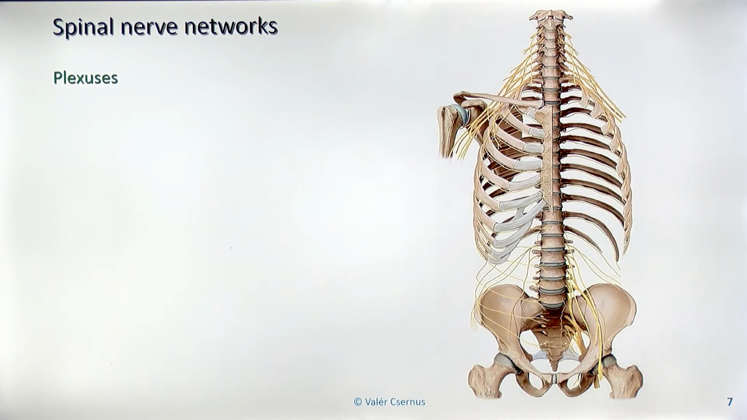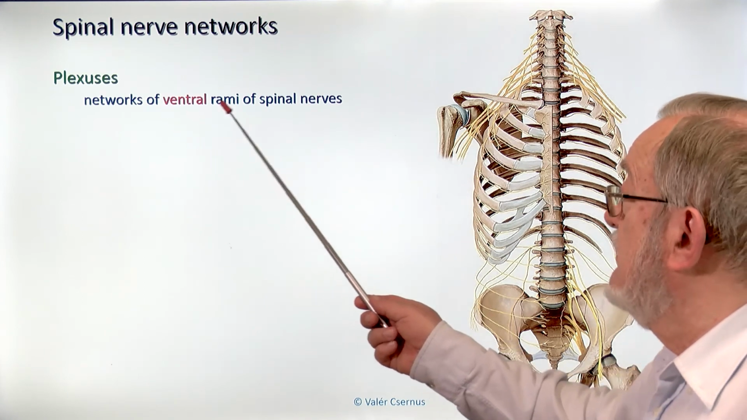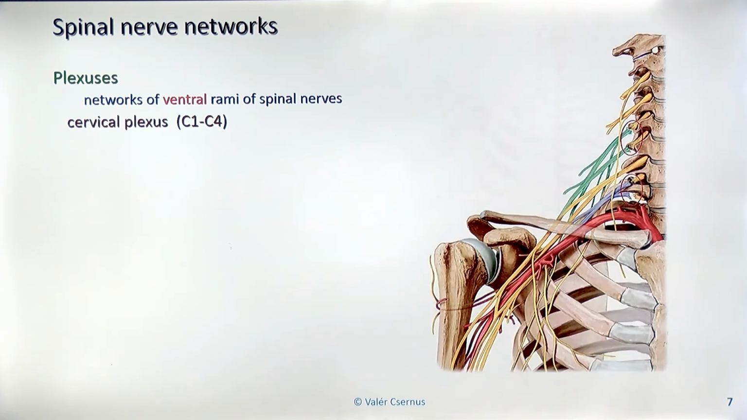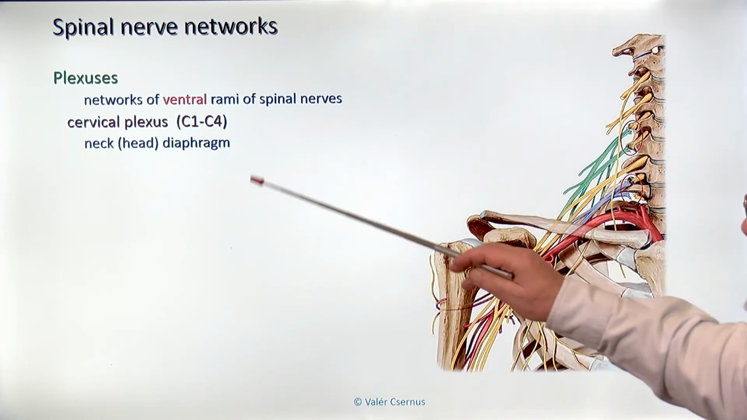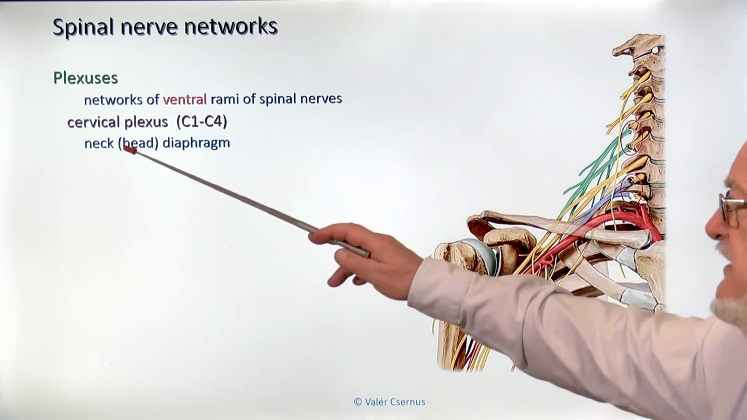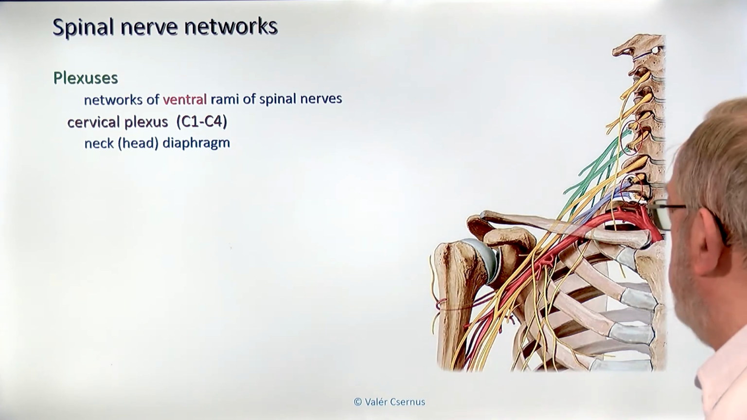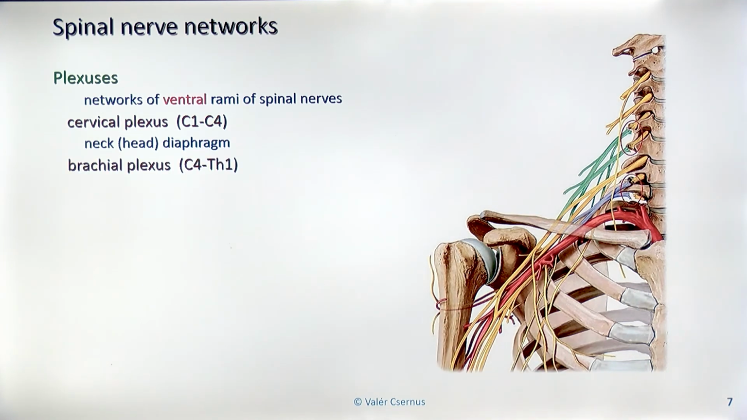Okay, finally the plexuses. The plexuses are networks, once again, of the ventral rami of the spinal nerves. Most of them, but not all of them, form plexuses. In the cervical area, the first four cervical spinal nerves make the cervical plexus, and this will innervate the neck, partially the head, and the diaphragm. This is for embryological reasons. You will understand why next semester.